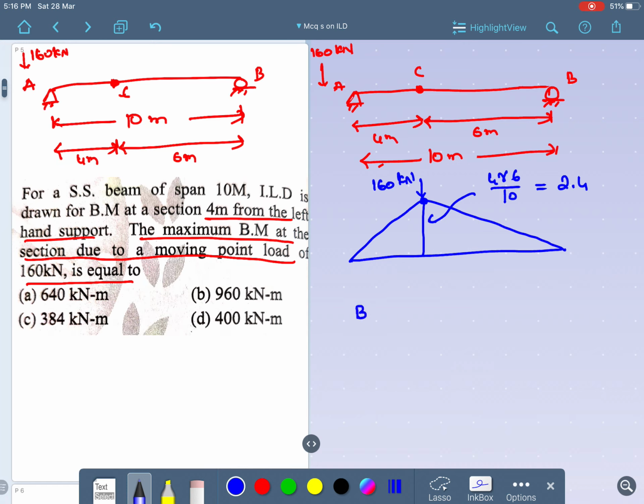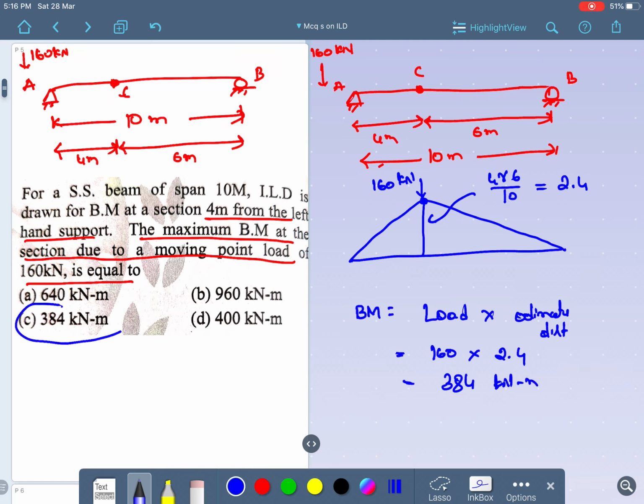So what is the maximum bending moment? The formula is load into ordinate distance. The load is 160 kilonewton into the ordinate distance 2.4, so you'll get 384 kilonewton meter. So option C is the right answer for this question.